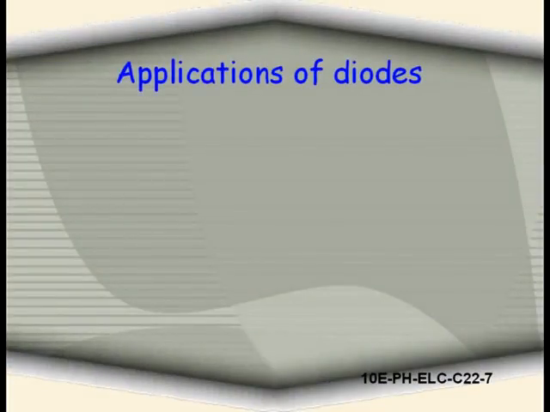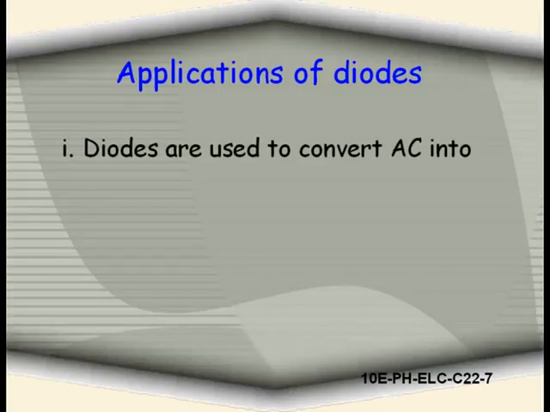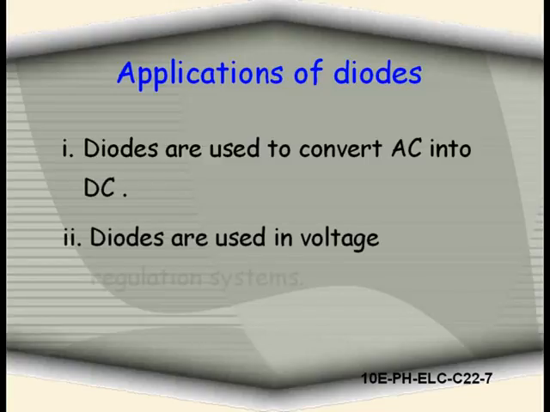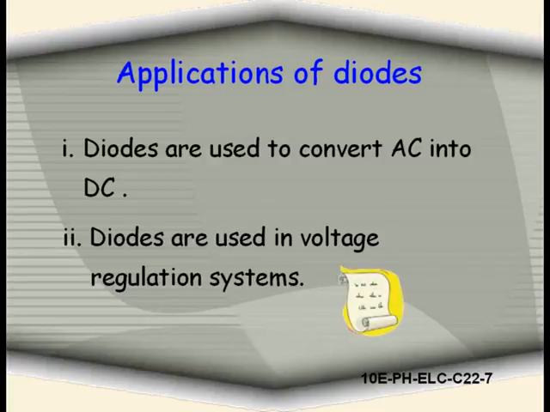Applications of diodes. Alternating current changes its direction once in every half rotation. To get flow of current in one direction, diode is used. Thus we can get DC current. And diodes are used in voltage regulation systems. Children, write down this important point in your notebooks.